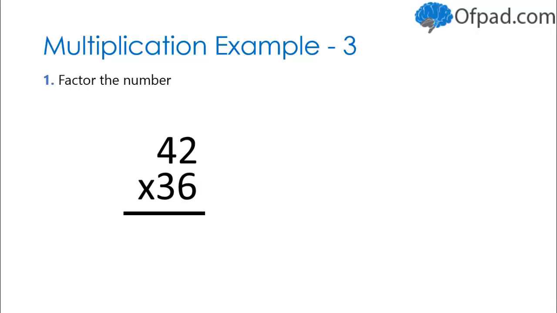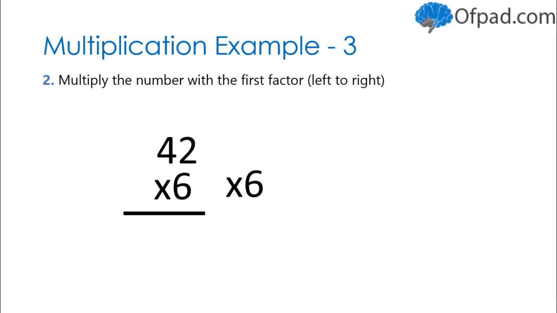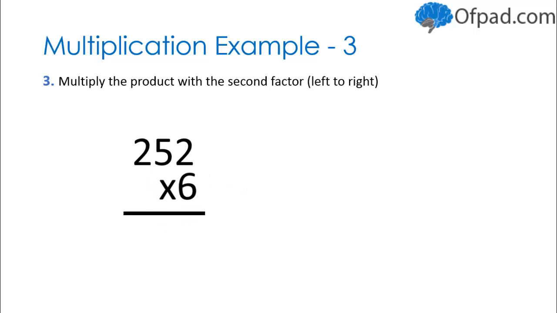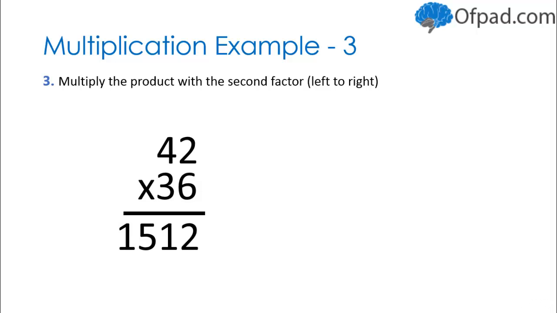Factor one of the numbers. Let us factor 36. The 36 can be factored as 6 into 6. Multiply the number with the first factor, left to right. So multiply 42 by 6, left to right. You get 252. Multiply the product with the second factor, left to right. So now take 252 and multiply it by 6. Multiply from left to right. So 252 multiplied by 6 is 1512. And 1512 is your final answer.